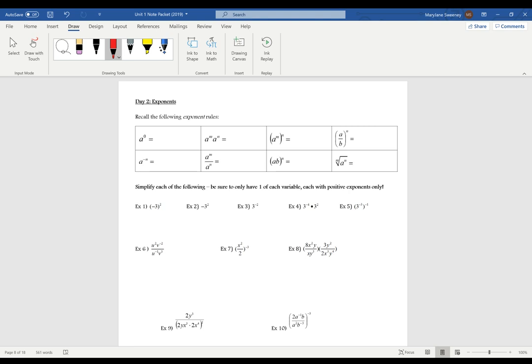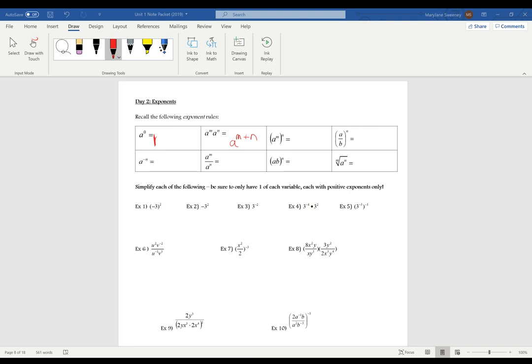Okay, day 2, exponents. We're going to review some of the rules of exponents up here at the top. We know anything to the 0 power is 1, so that equals 1. If I have a to the m times a to the n, when the bases are the same, I keep the base and I add the exponents. So that would be a to the m plus n power.